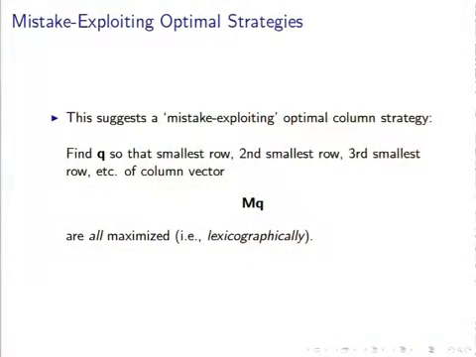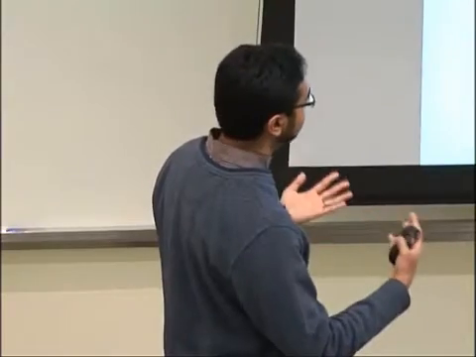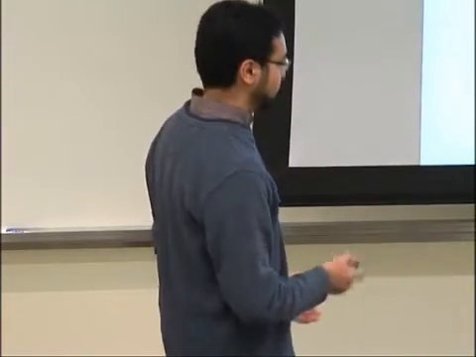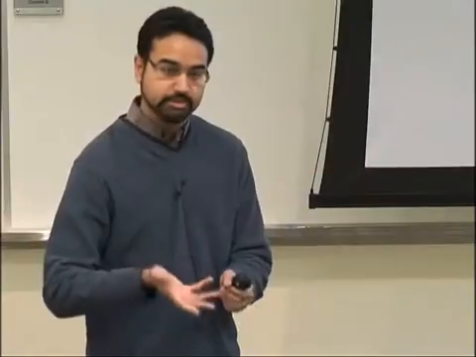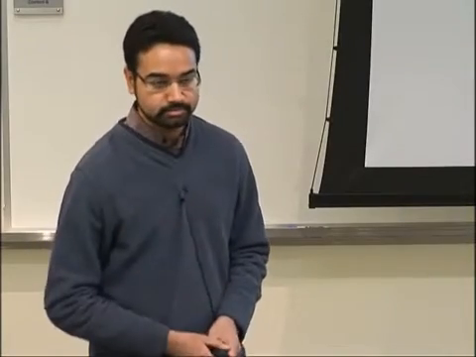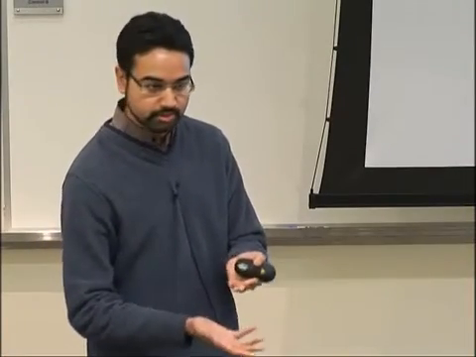And so this discussion suggests the following definition of a mistake-exploiting optimal strategy. It is the strategy Q that, for this column vector MQ, maximizes the minimum element of that vector. And among all such column strategies, maximizes the second smallest element. And among all such column strategies, maximizes the third, and so on. So in other words, it's trying to increase these things lexicographically.